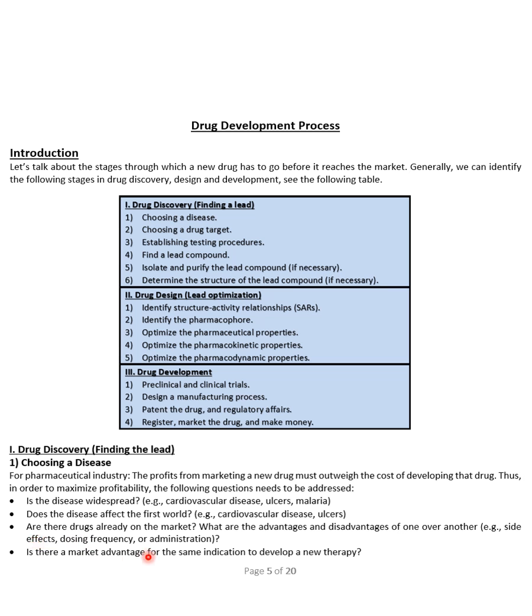And then finally, is there a market advantage for that disease from the new therapy? So the new drug that you are planning to discover, is it going to have an advantage over the other drugs, and what advantage is that? Okay, so by answering these questions, a pharmaceutical company can decide on the disease they want to work on finding a new drug for.